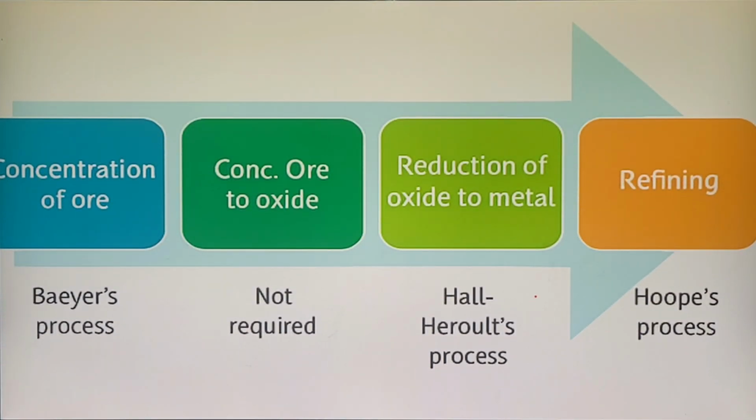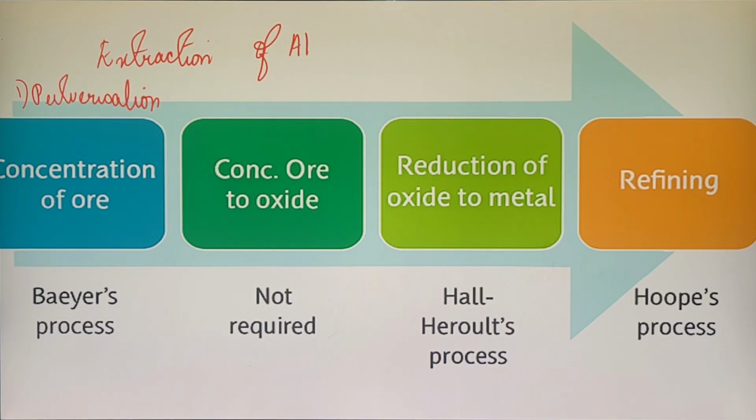As you are aware, in the previous class we had started with the extraction of which metal, children? We had started with extraction of aluminium metal. So today we will be continuing with the steps for extraction of aluminium. Step 1 was pulverization. Pulverization means we had made aluminium ore, that is bauxite, into a fine powder.